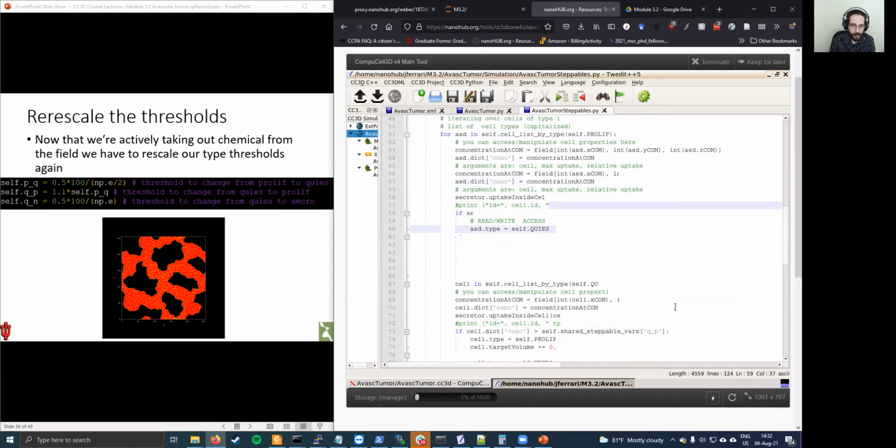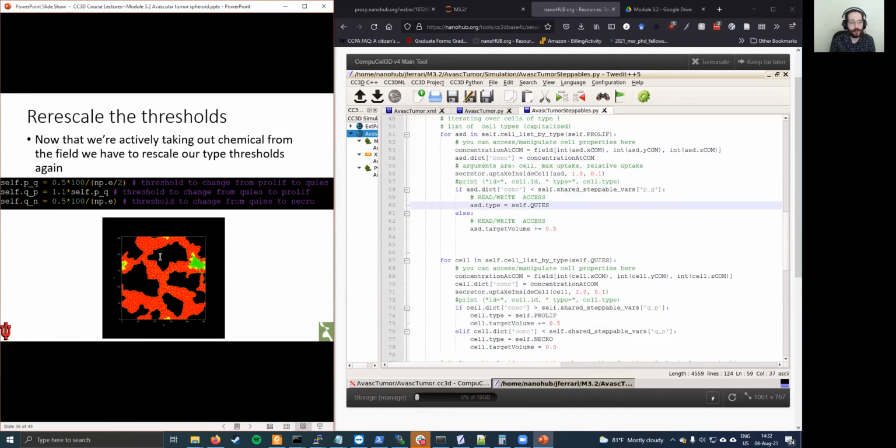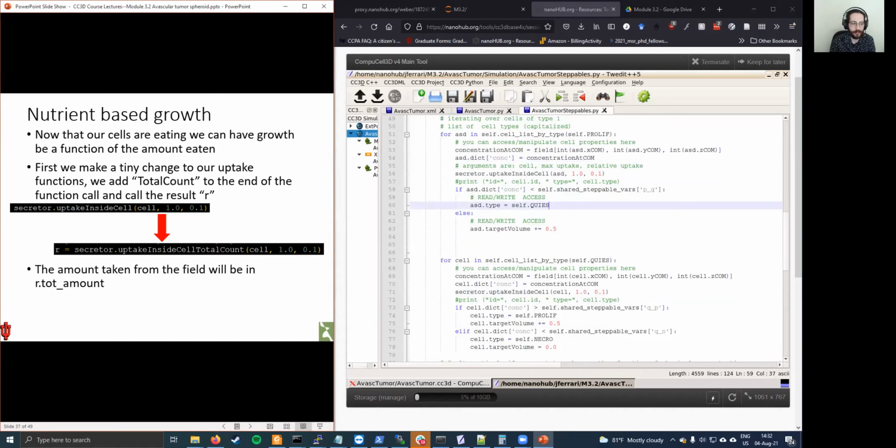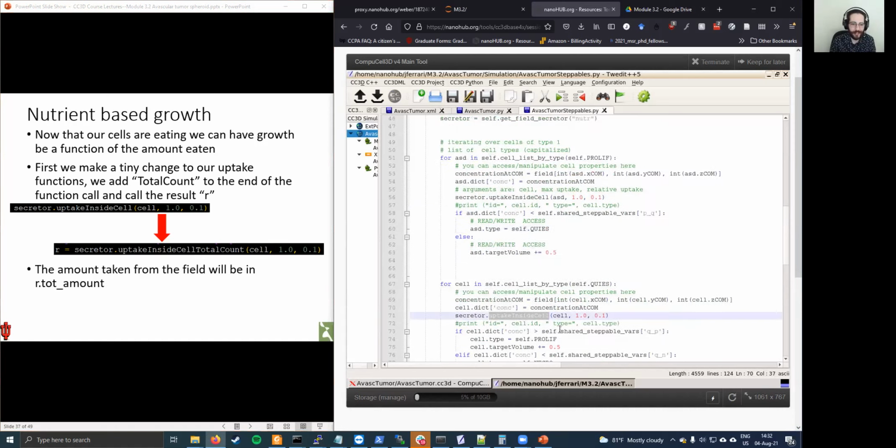Okay. So now how do we visualize how much the cells are actually eating? Well, this is one thing that Reddit doesn't know how, for some reason. It's a simple change to this uptake function. We just need to add total count.